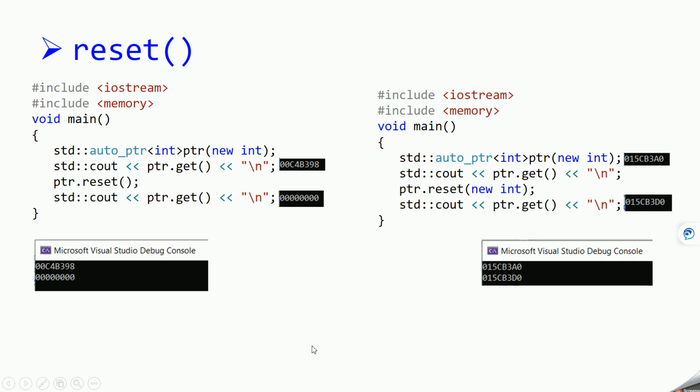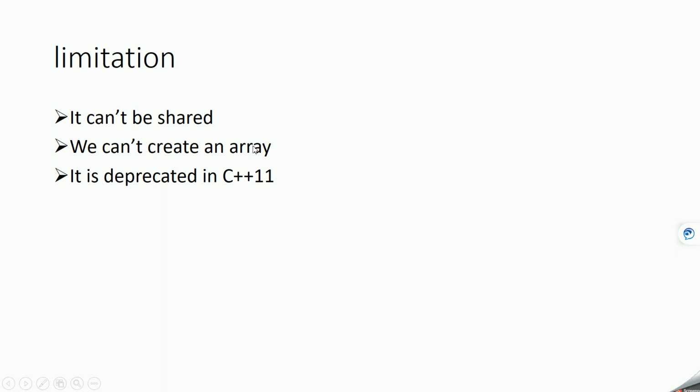Now let's see some of the disadvantages of auto ptr. The limitations of auto pointers are as below. Auto pointer cannot share the memory. At a time only one owner is allowed to hold the ownership of the memory pointed to by auto pointer, and we cannot create an array using auto pointer. It is also deprecated in C++11. This is because in C++11 we have the concept of unique pointer, which allows us to create arrays.